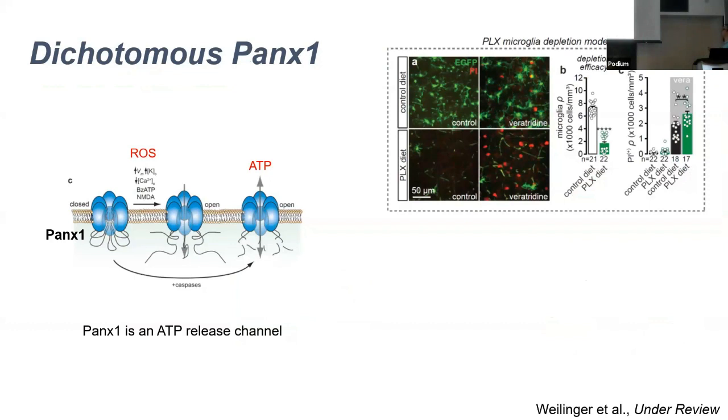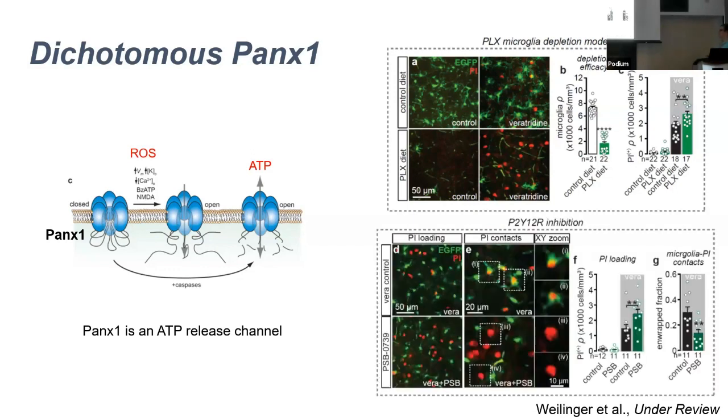And so these are recordings from mice that were fed a PLX diet, which is a way that you can deplete microglia in the mouse brain. And so we get a very nice depletion. About 80% of microglia are gone, and that's what we see here. And when we repeat this experiment to look at PI-loaded neurons or dead neurons, we can see that the actual PI-positive cell density is higher, meaning there's more dead neurons in this assay, suggesting that microglia are in fact playing a protective role in reducing the number of dead neurons.